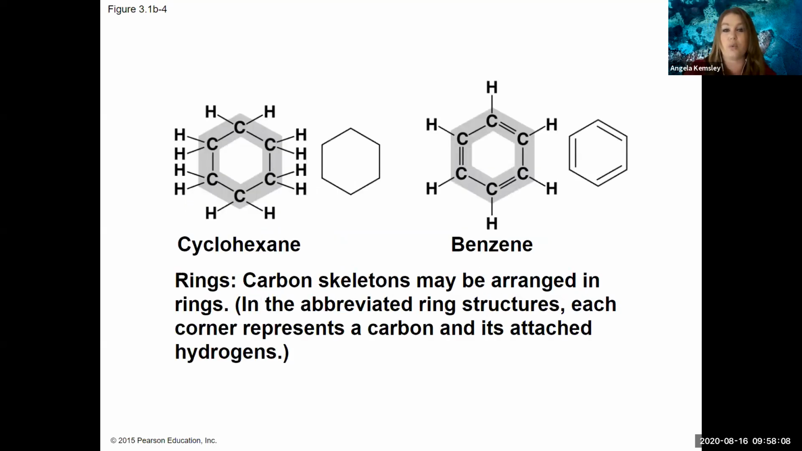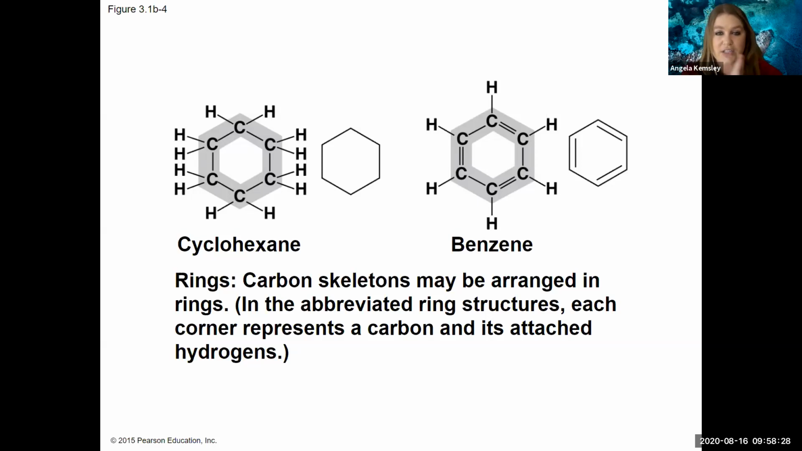They can also form rings. You'll actually see a lot of these carbon rings in nature. And also notice in this picture here that there's 2 different ways to draw this. So we have the more detailed version on the left where you actually see all the carbons and all the hydrogens that they're bonded to.